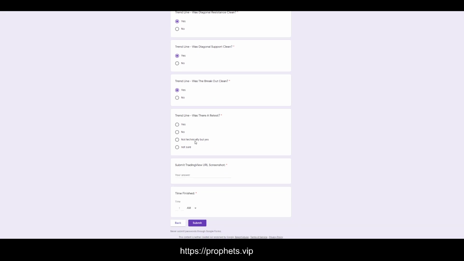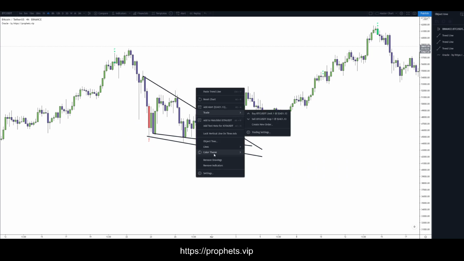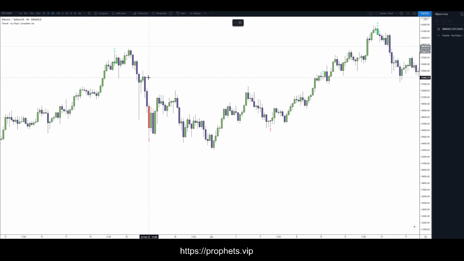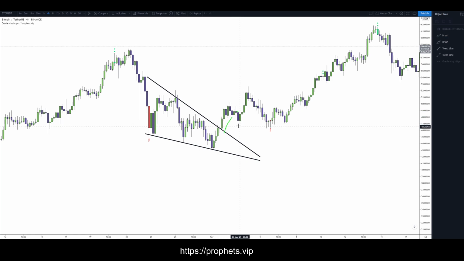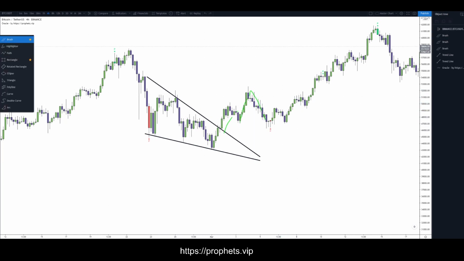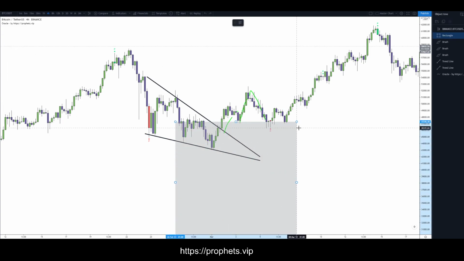I've altered this slightly and added a 'not technically but yes' and a 'not sure'. So it's a bit of a tricky one, but I'll explain why. So our pattern is right here. Right, but there's no real retest, okay? There's no retest through here. But we did come back down in a downwards retest fashion. Never lost a key level, which would have been this order block put in through here. Right, never actually lost that level from that order block.